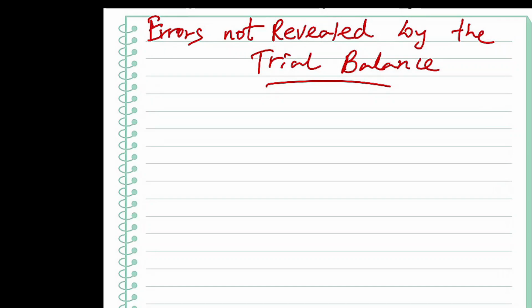The other one is, and also, before going to the second one, we don't deal with the errors that are revealed by the trial balance in your study design. What does that mean?